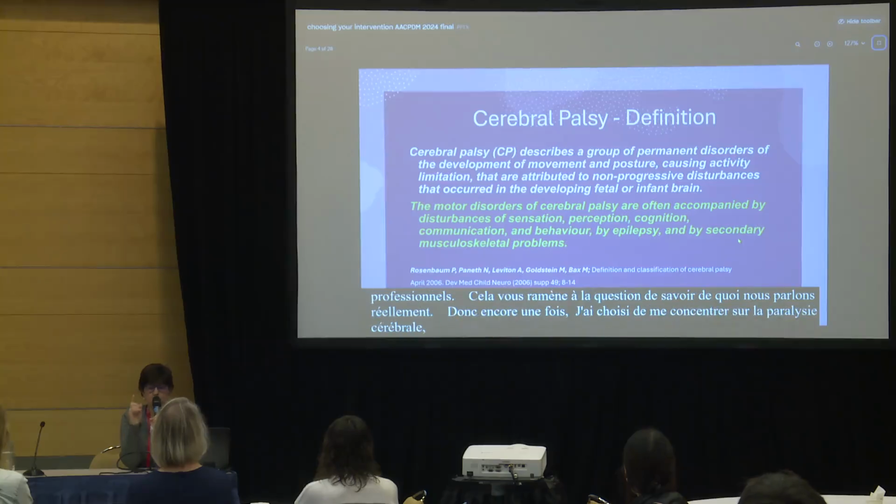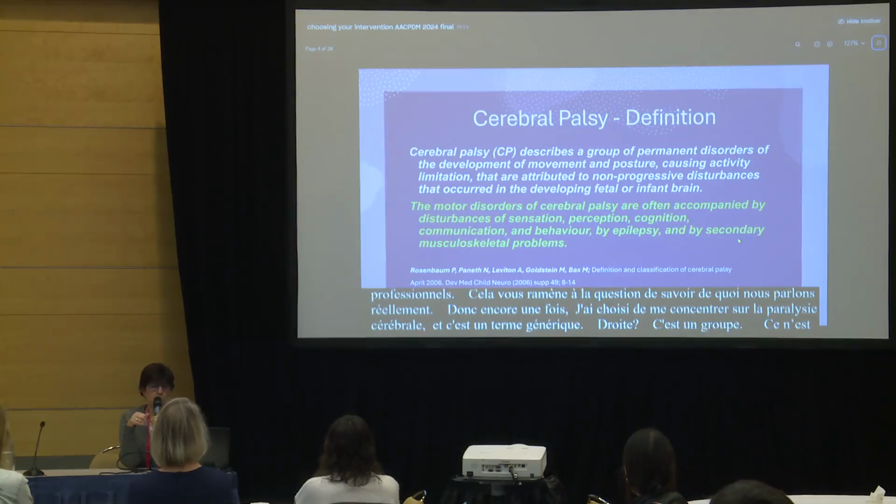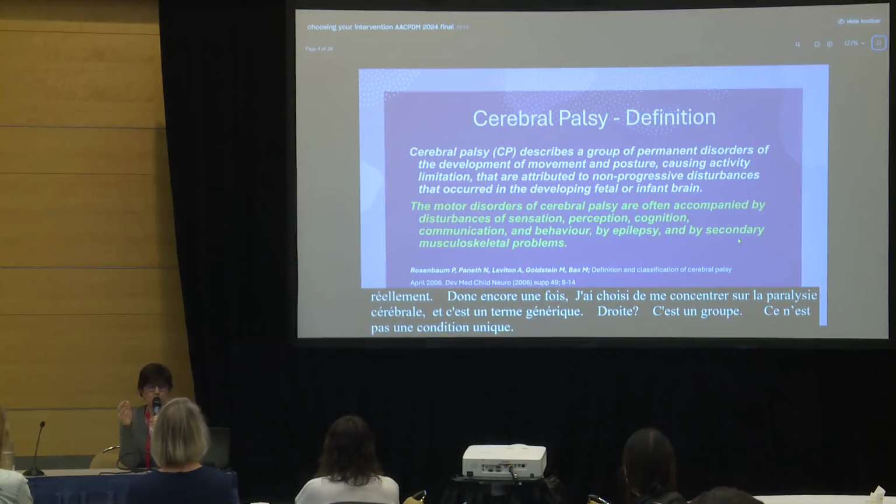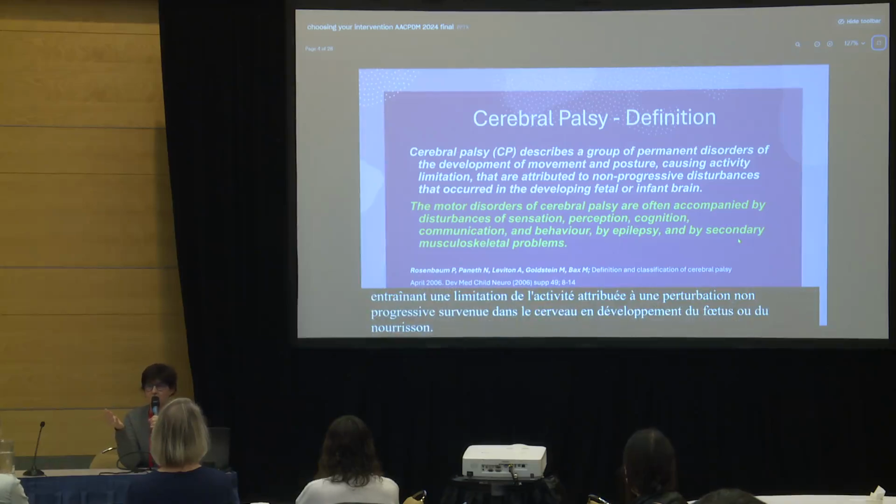It's a group, it's not one single condition, it's a group of conditions that have a permanent disorder of the development of movement and posture, causing activity limitation that are attributed to a non-progressive disturbance that occurred in the developing fetal or infant brain. And yesterday morning we had this amazing discussion around, do we actually need a new diagnosis?